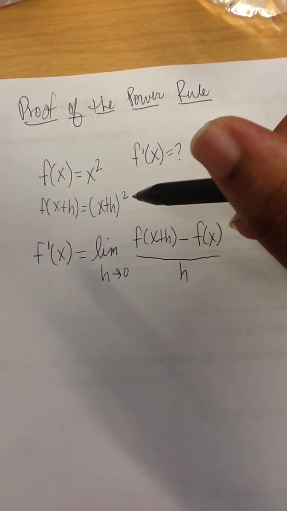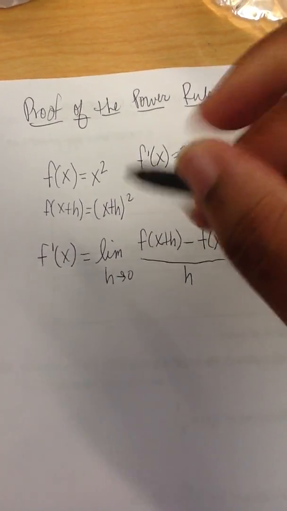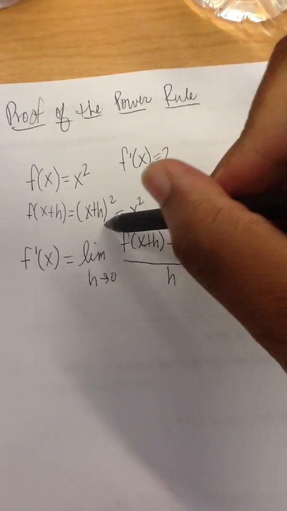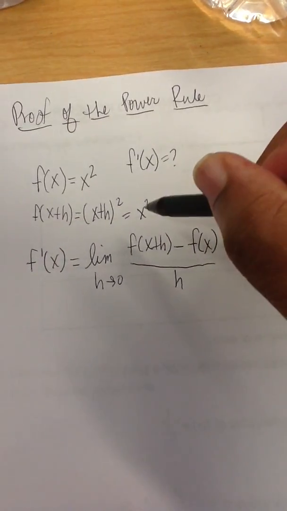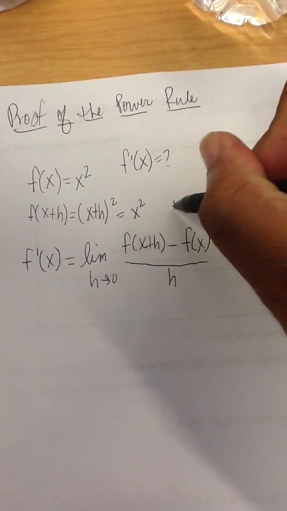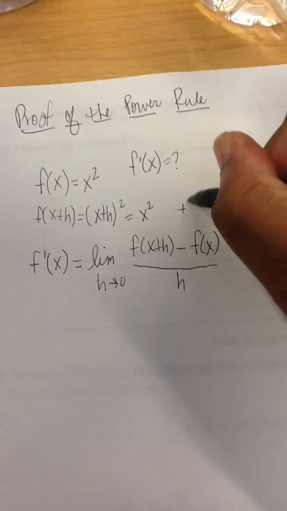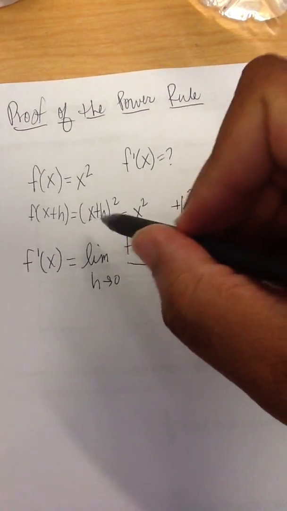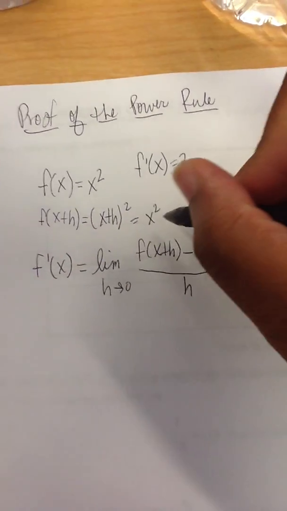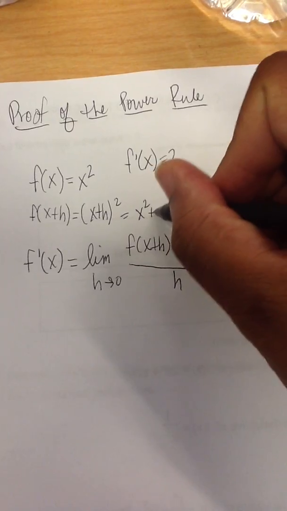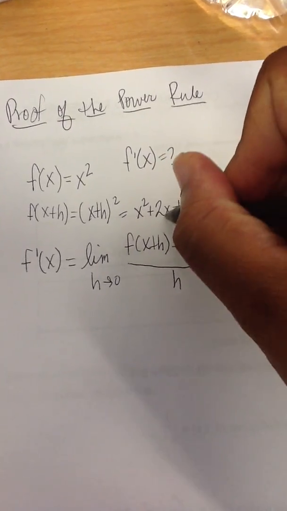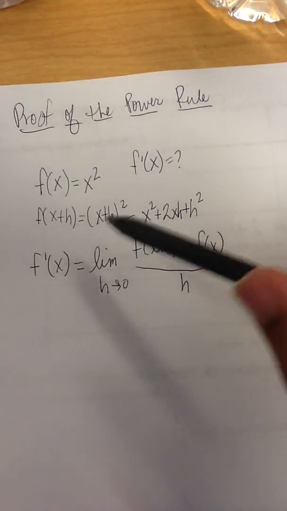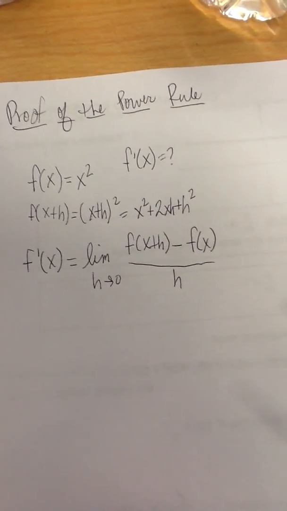Now from the rule, when squaring a binomial, I square the first term, so that's x squared. Then I square the last term, so that's a positive h squared. And then the middle term will be the two terms multiplied to each other and doubled, so that'll be 2xh. So that's all f of x plus h when f of x is x squared, right?